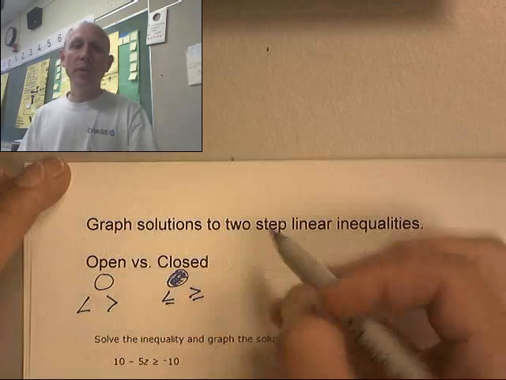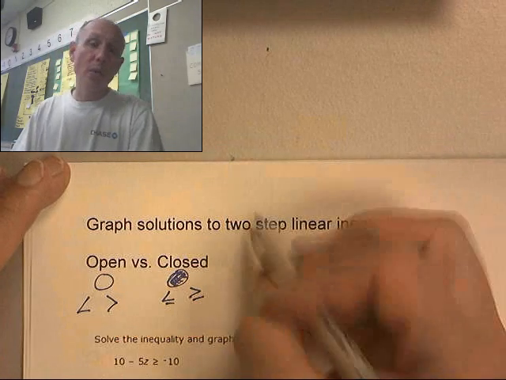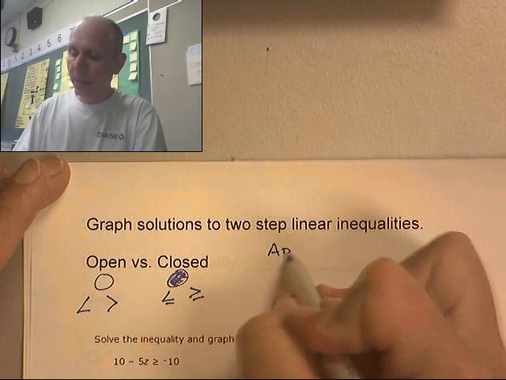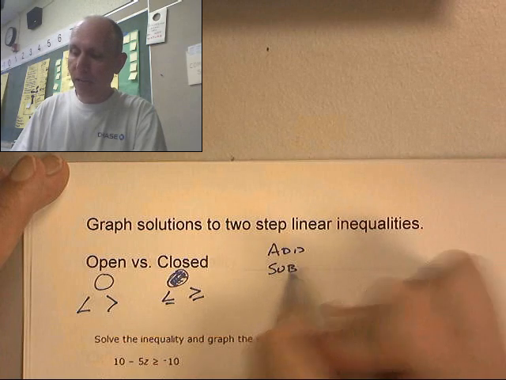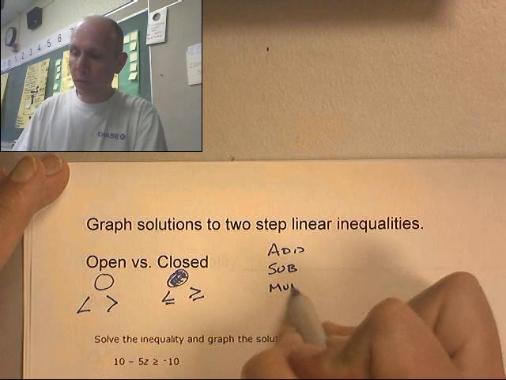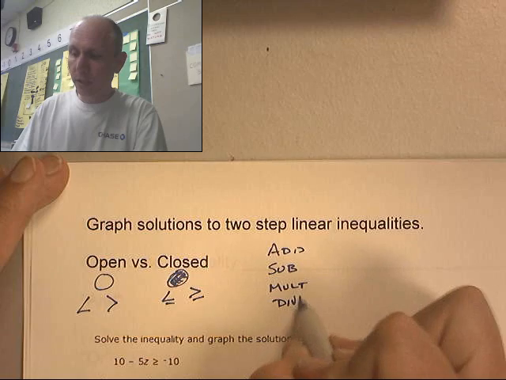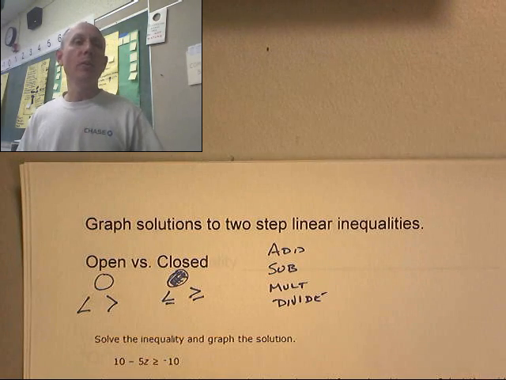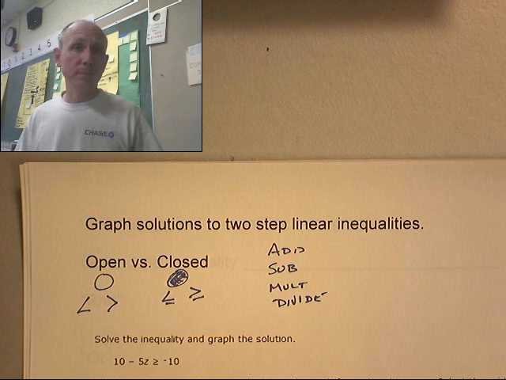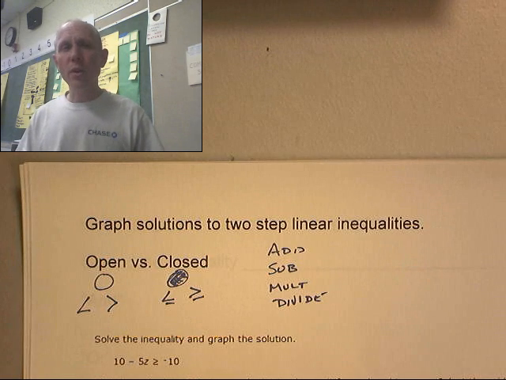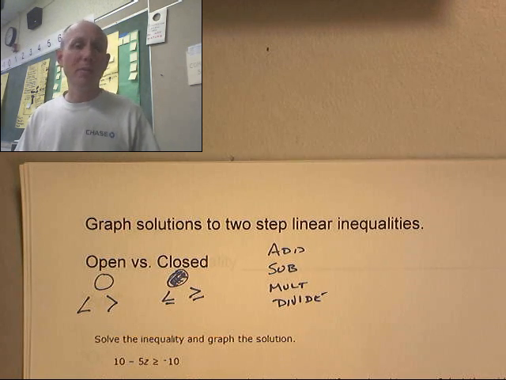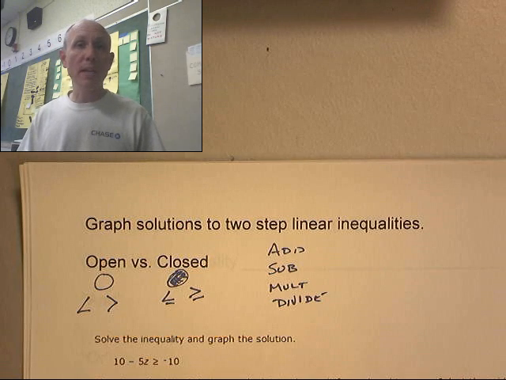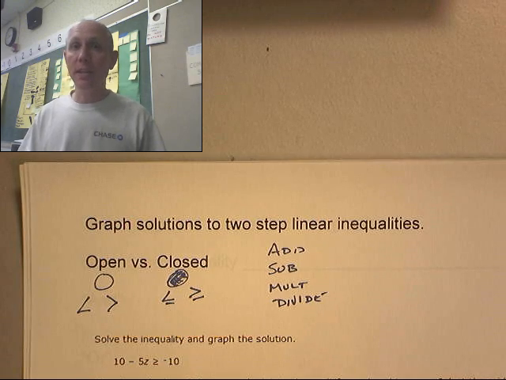A couple things when we're solving any equation or inequality: we can add to both sides, subtract from both sides, multiply both sides, divide both sides. But whatever you do to one side, you have to do to the other side. And one thing to remember about inequalities: if you multiply or divide both sides by a negative, you have to flip the inequality symbol.